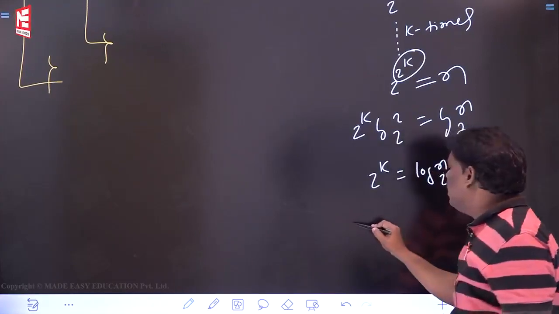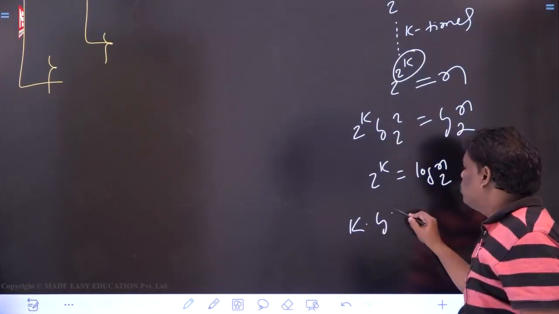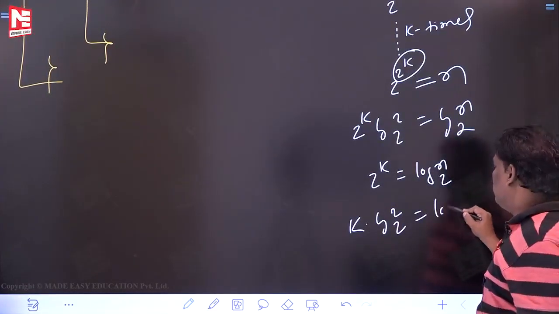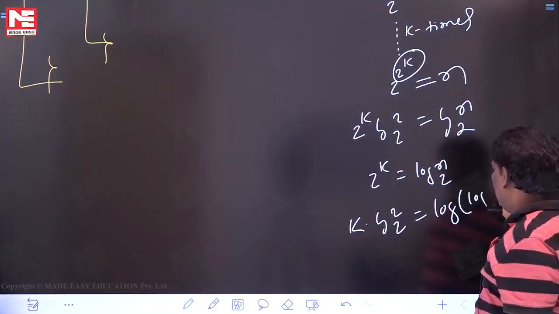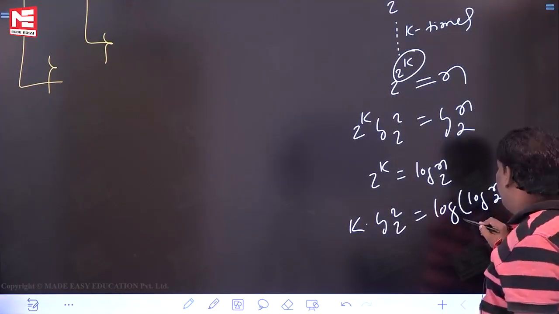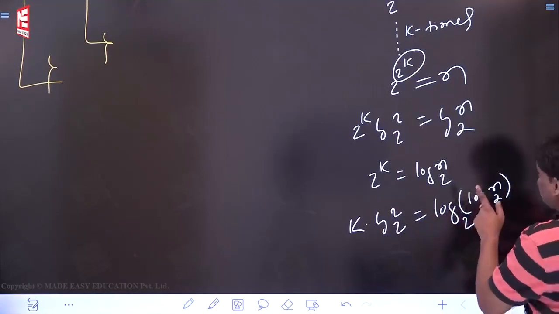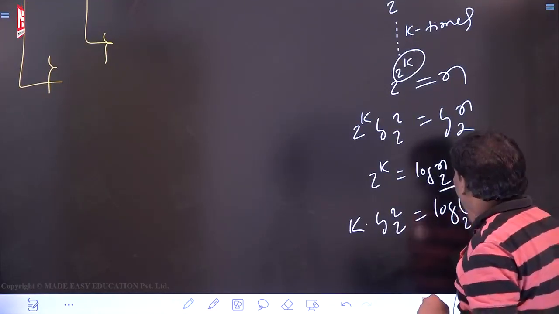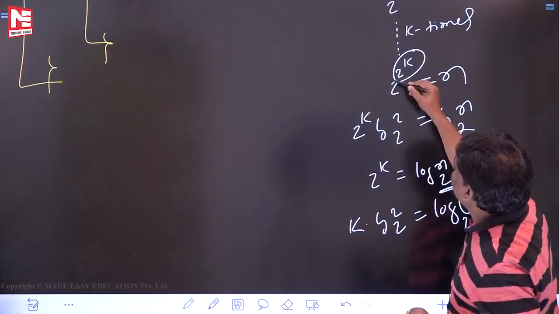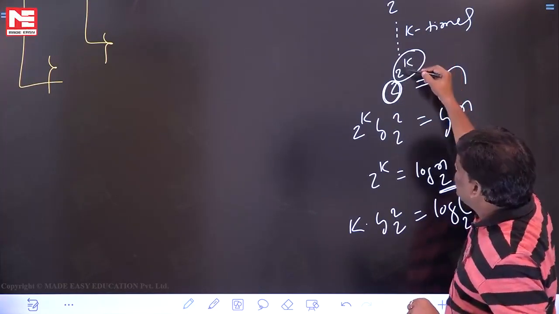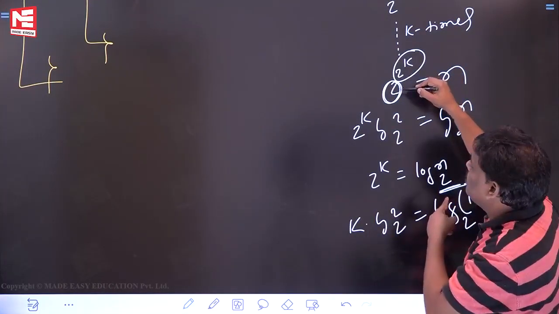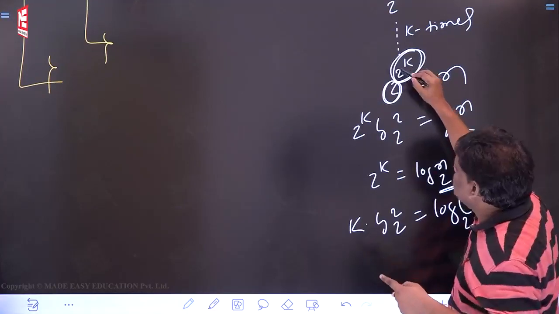Now again apply log. Log k, log 2 base 2 is equal to log of log n base 2. Here also base 2. Now some people are asking me, first base came, because of this 2. Second base came after applying log the first time, this will go, it will fall down. Next time this.